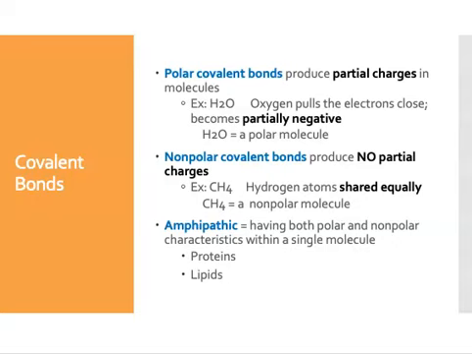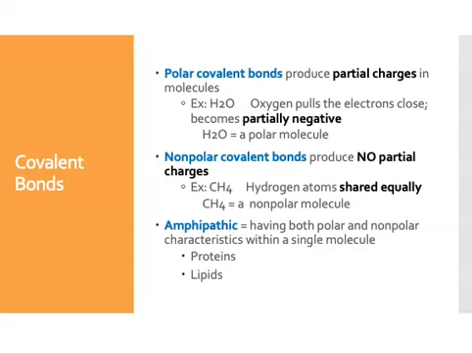Now, there is a property in some molecules where we see both polar covalent bonds and nonpolar covalent bonds in the same molecule. The reason this happens is because many biological molecules are quite large and contain a lot of covalent bonds. Some of them will be polar and some of them will be nonpolar. When a molecule has both polar and nonpolar characteristics within it, we give that a name. We call that molecule amphipathic.